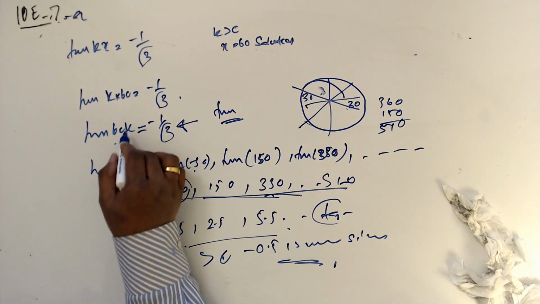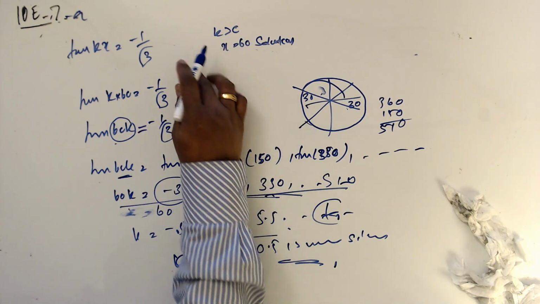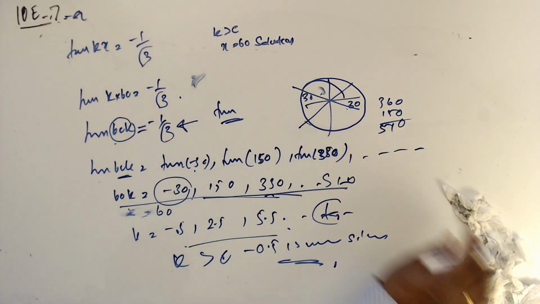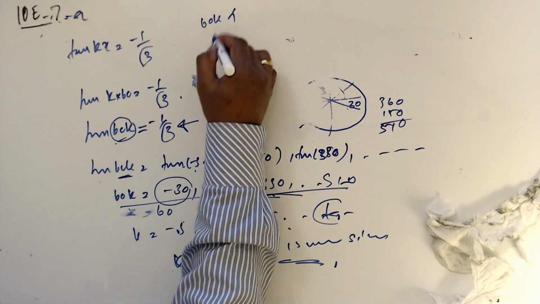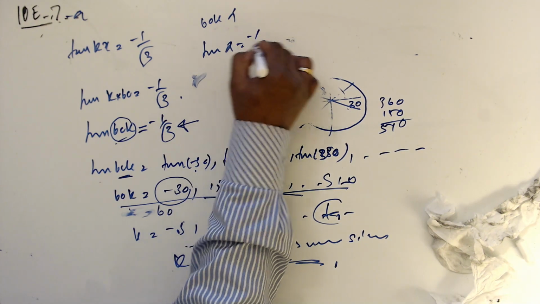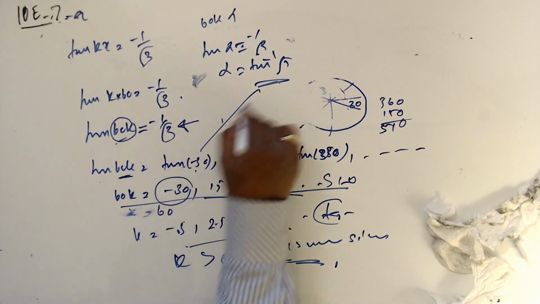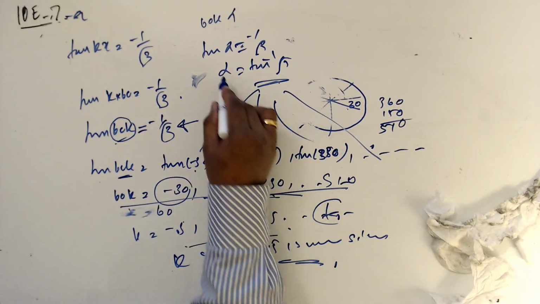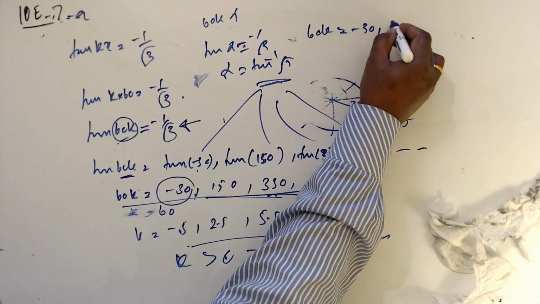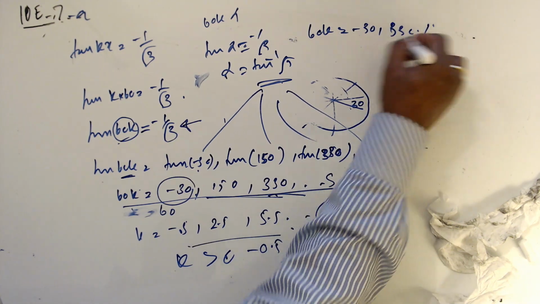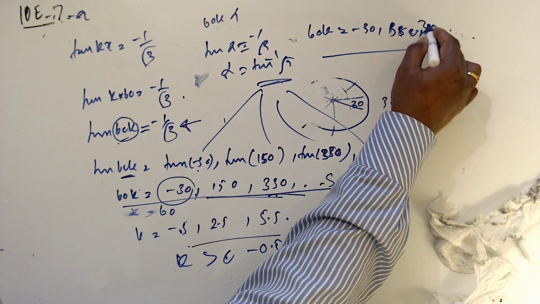Same thing, usually we work like this: we take this as beta or alpha or something like that. So we take 60k equal alpha, then tan alpha equal minus 1 over square root 3, then alpha equal tan inverse of it, then you will get these angles. Then you replace alpha: 60k equal minus 30, 150, 330, 510 like that.